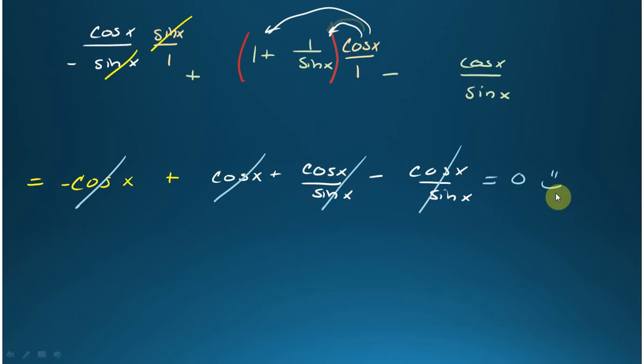Now we're ready to combine things. What happens is we get negative cosine x plus cosine x, which drops out, cosine x over sine x minus cosine x over sine x, they drop out, and you get 0. So on the exam, this problem will not be identical, it will be different, and you may even have to use, for example, the famous identity that cosine squared plus sine squared is equal to 1. Just a heads up.